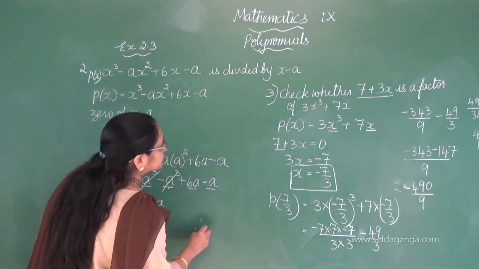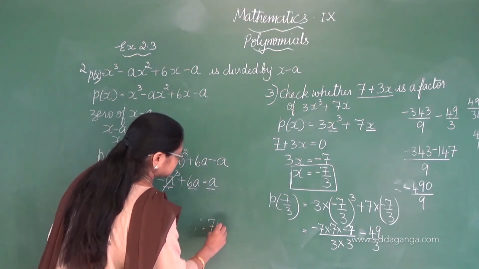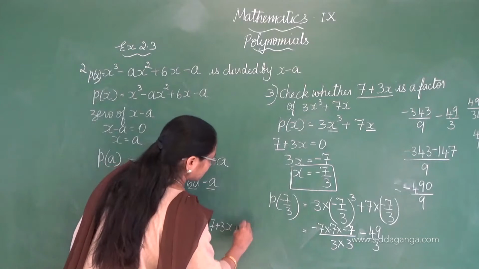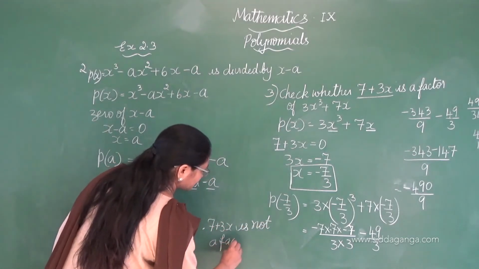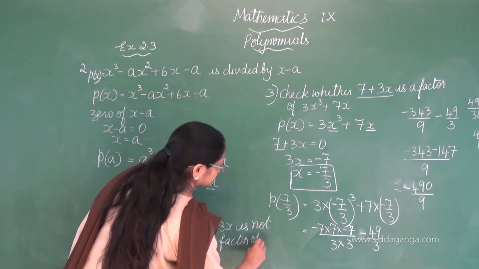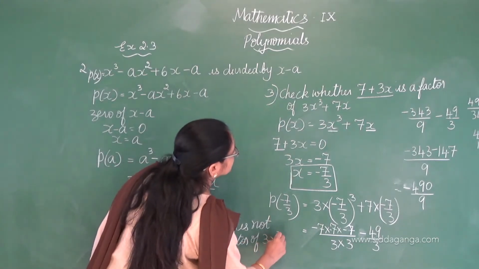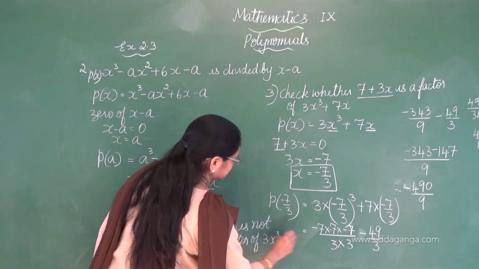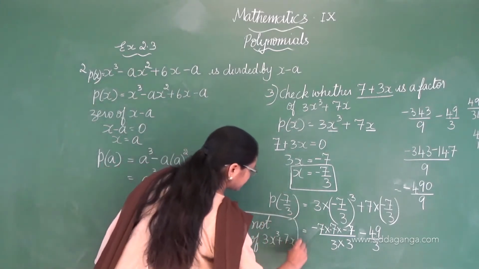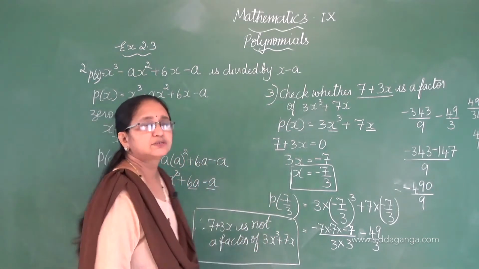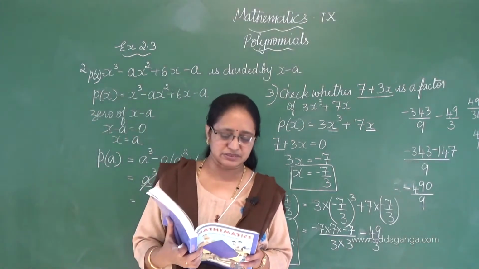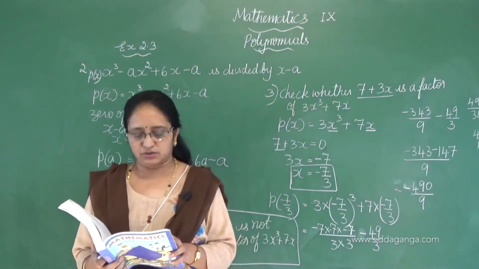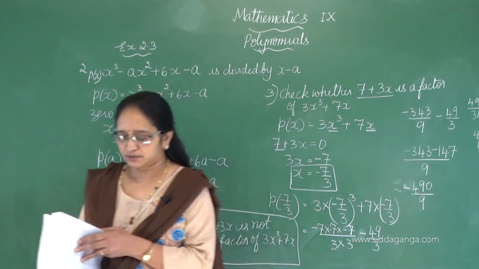Therefore, 7 plus 3x is not a factor of 3x cube plus 7x. So conclusion is very, very important. Conclusion is important because they have asked you to check whether 7 plus 3x is a factor or not. So you have to write that.